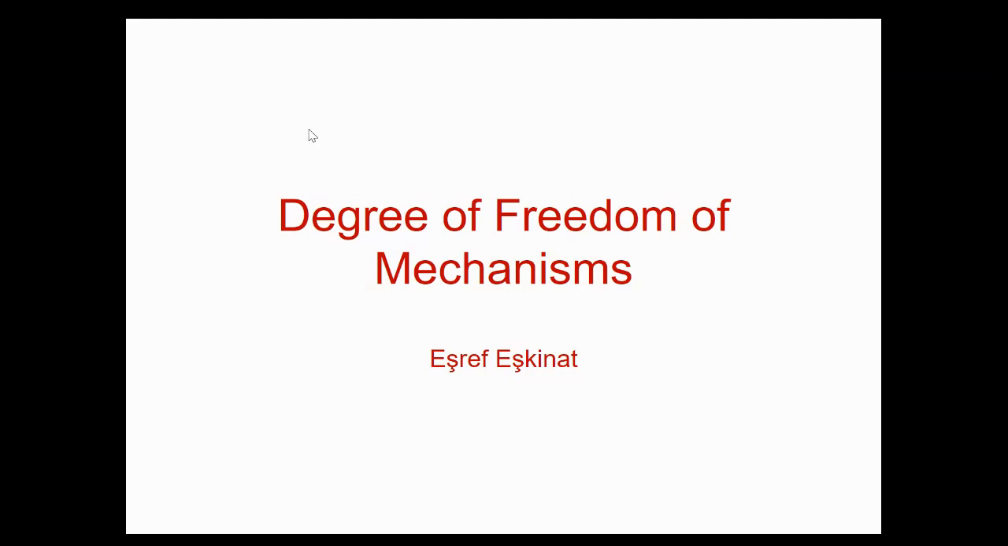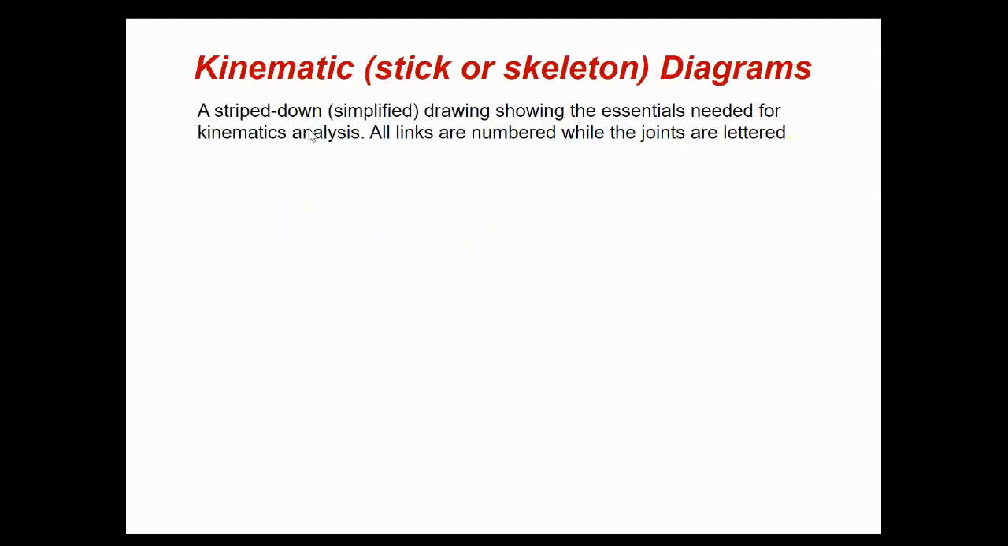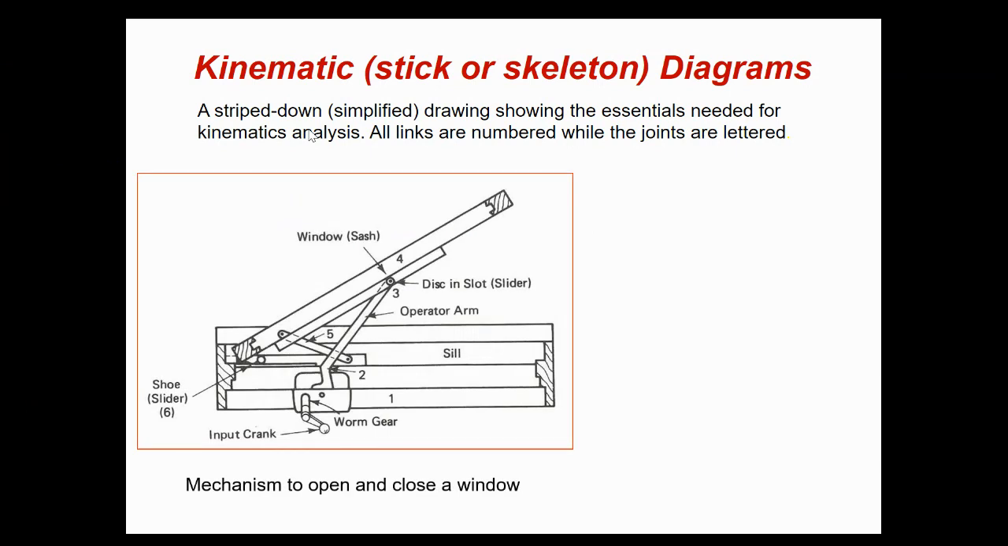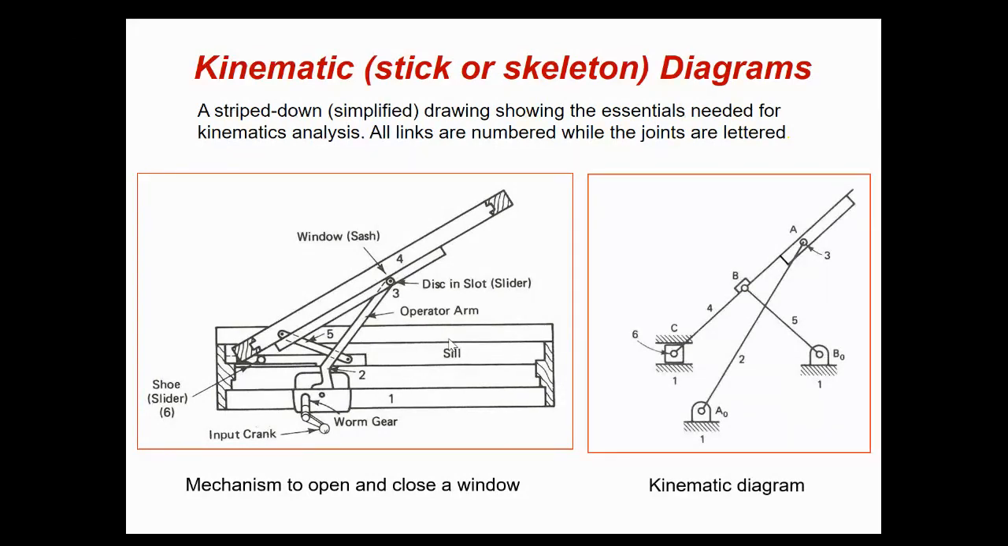So the subject will be the degree of freedom. Now, but before the degree of freedom, I showed you certain mechanisms. The mechanisms, when they are used in machines, they might look very complicated, but we usually simplify them. A real mechanism, for example, to open and close a window, looks like this in real life. This is the engineering drawing, but the mechanism drawing is a very stripped down or simplified version of that, so that we can understand the essentials better.